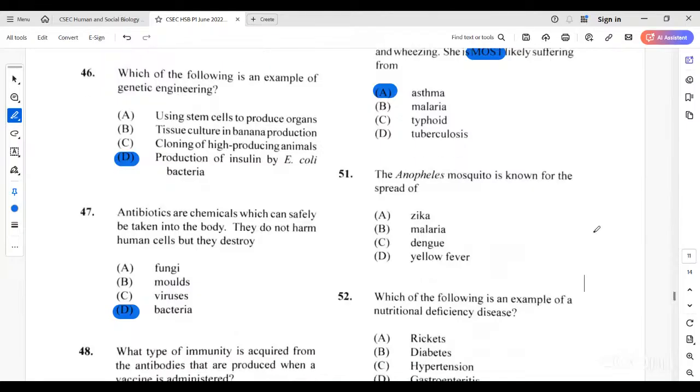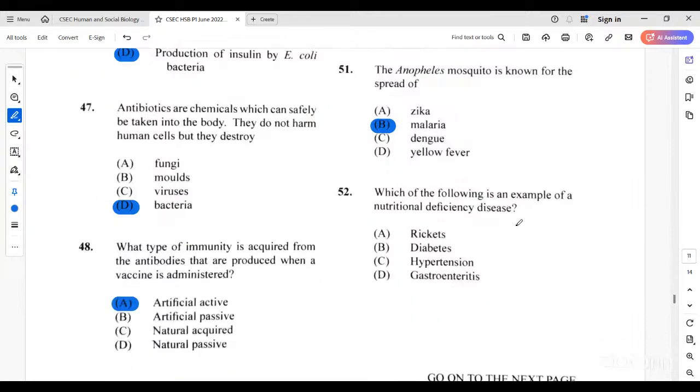The way I always try to teach students which of the mosquitoes is the vector for malaria: the Anopheles species of mosquito is the only one that transmits malaria. All the other mosquito viruses are spread by Aedes. So once you know the malaria and Anopheles association, you know all the others are the other one, Aedes. Right? So 51 is B.